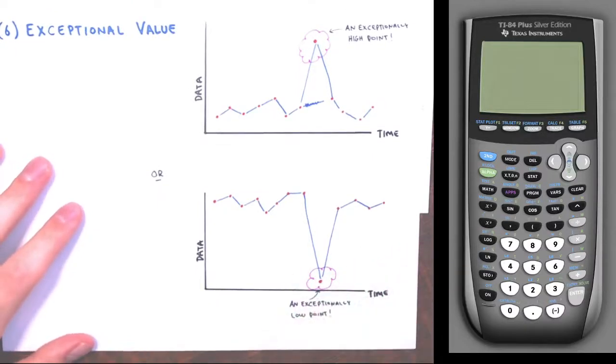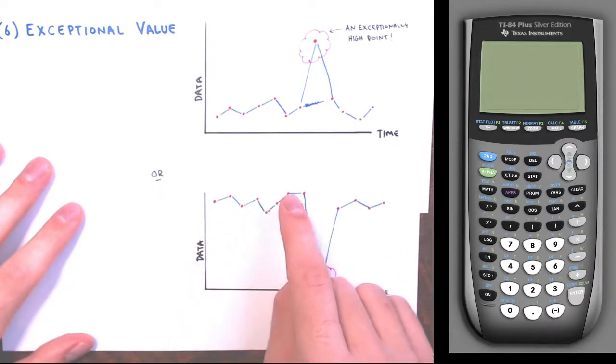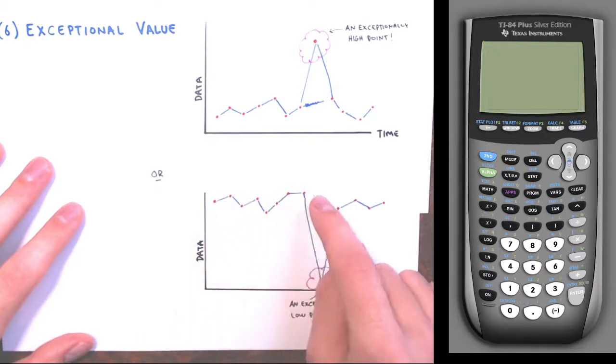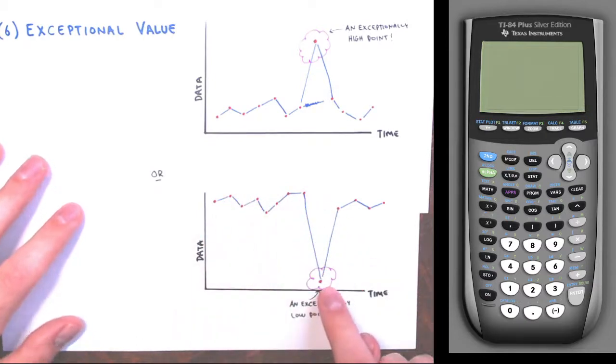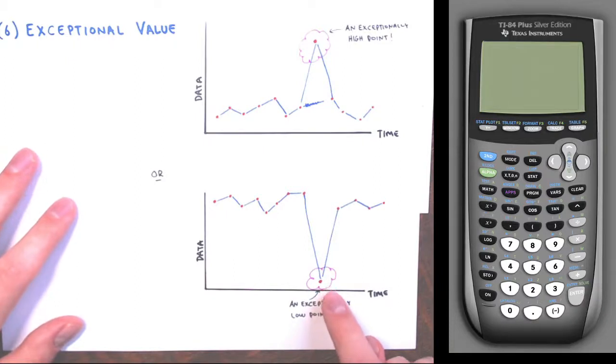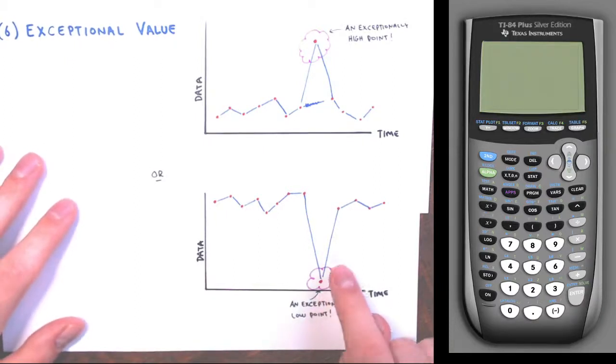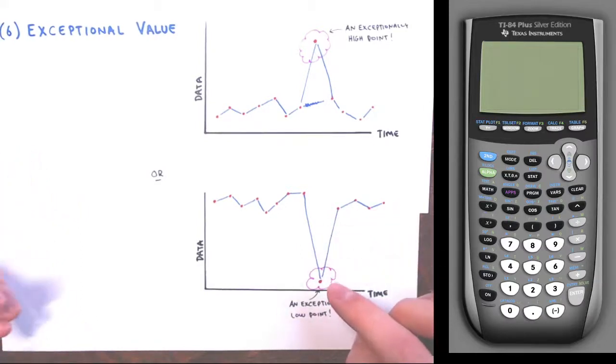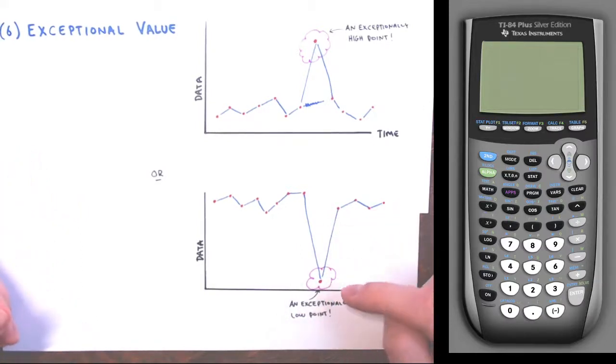If I had a run chart like this where all these bottles are being filled about the same amount, great. But then all of a sudden I pulled one off the line and it was way underfilled. And then the other ones I pulled off the line later were about the same. It's like, hey, what caused this? Right? What caused this exceptionally low point? I don't like this. I don't want this to happen again.